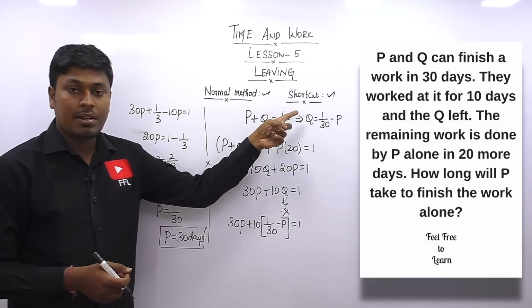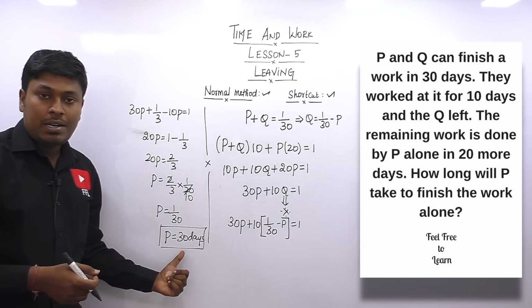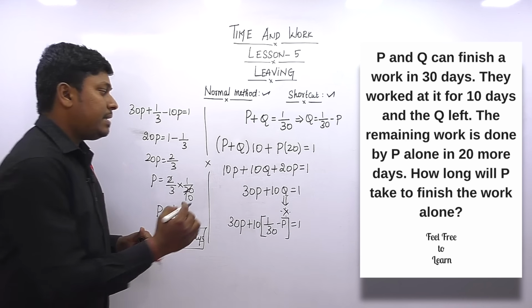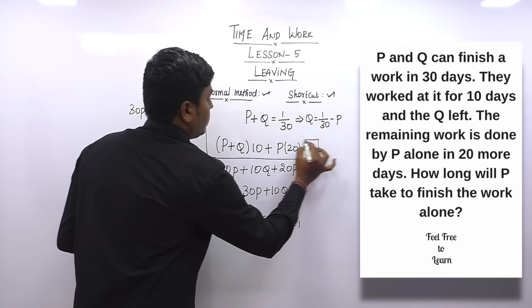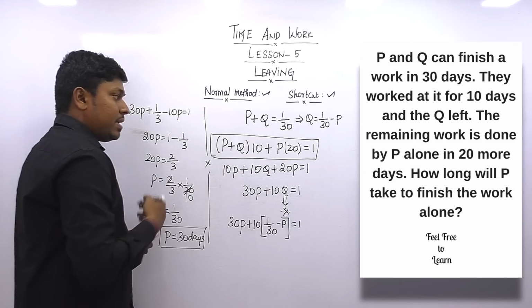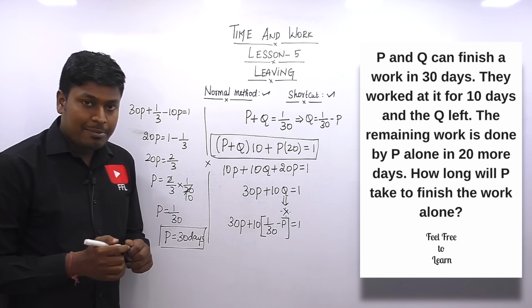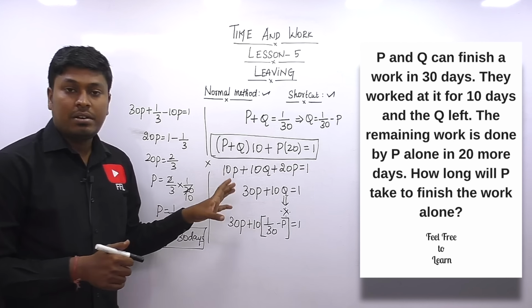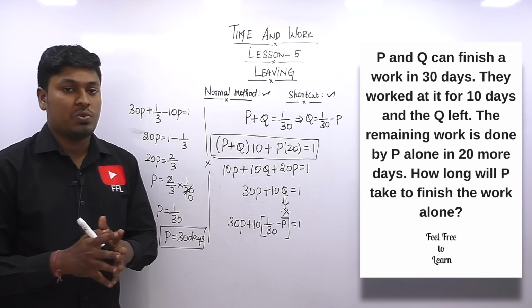Similarly, by using the shortcut also, we got the same answer: P can complete the job alone in 30 days, right? The only thing is, you need to know how to write this equation correctly. If there are 4 or 5 people working, the same logic is also applied there. Once you apply this logic, solving a question based upon leaving will be so simple.